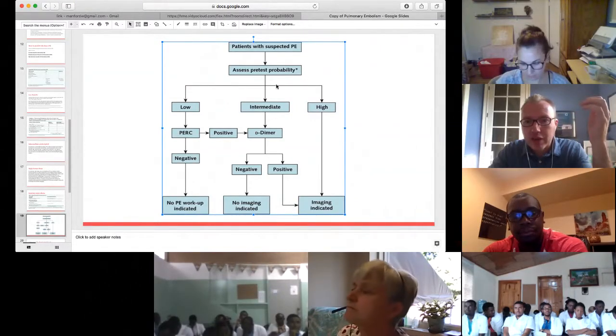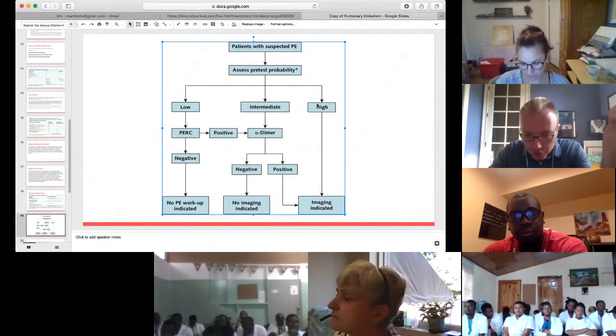And obviously, if they come in and they're a high pretest probability, you don't do any of this. You just go straight to imaging.